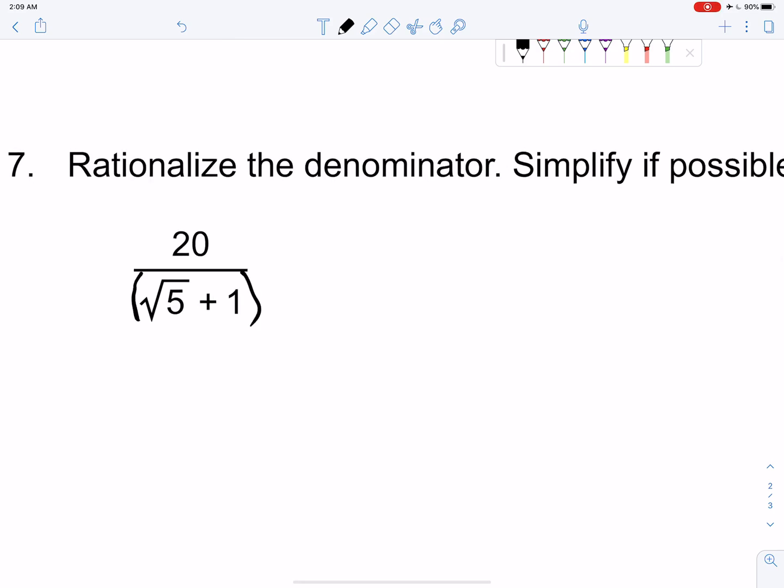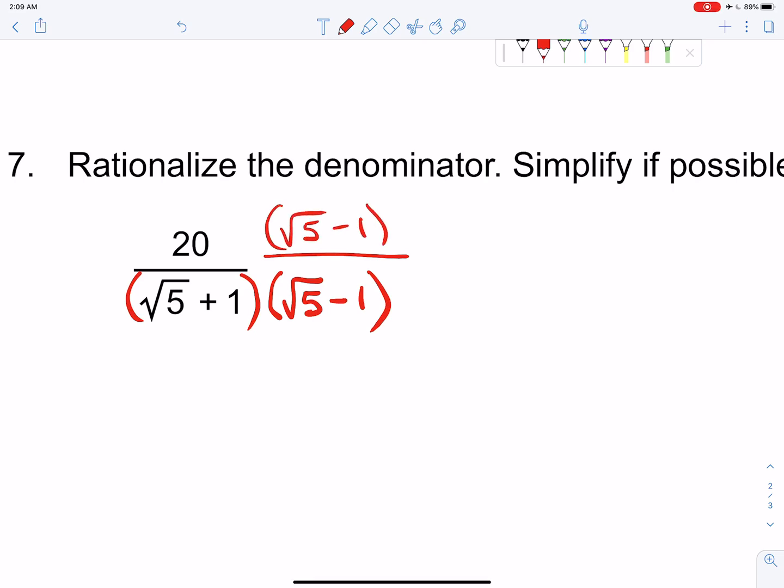So using that logic, I want to create this idea like the difference of two squares. Now in rationalizing the denominator, it actually has a different name. It's called the conjugate. So for the square root of 5 plus 1, the conjugate is the square root of 5 minus 1. But you'll see that the philosophy and how we multiply is going to be the same as the difference of two squares. Must multiply the numerator by the same thing.